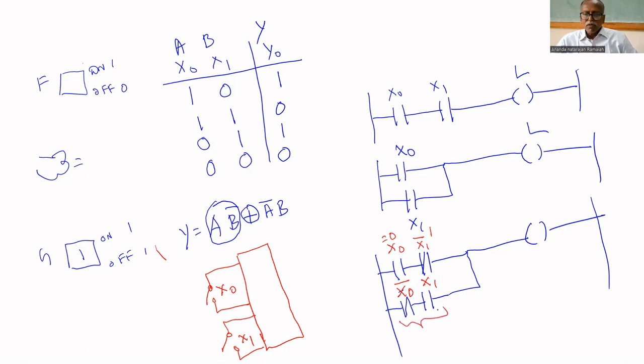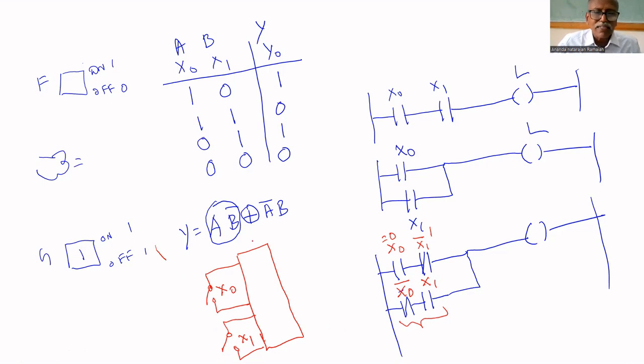Come to the second line. Here, X0 is open. That's why this is 1, X0 bar. But X1 is what? Again it is open. That's why there is no power. That's why the lamp is off. Am I correct or not?